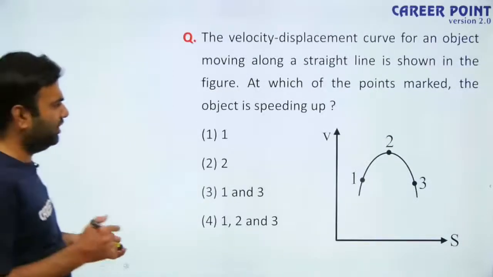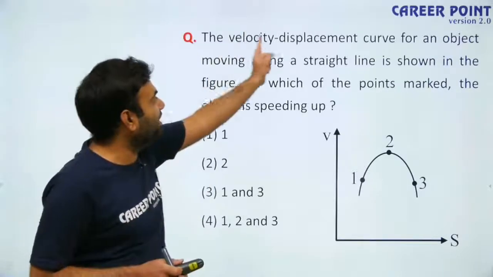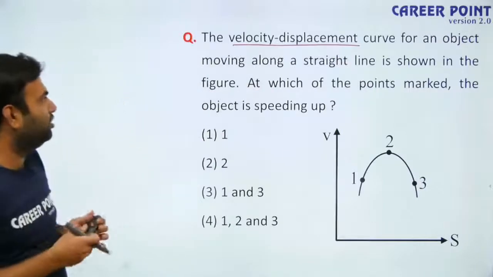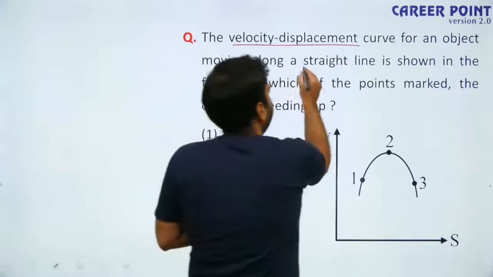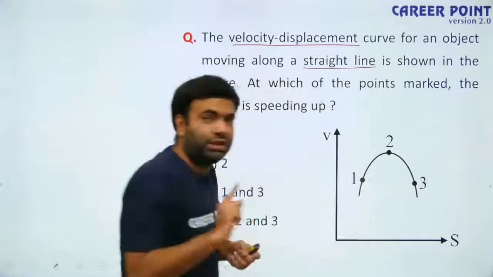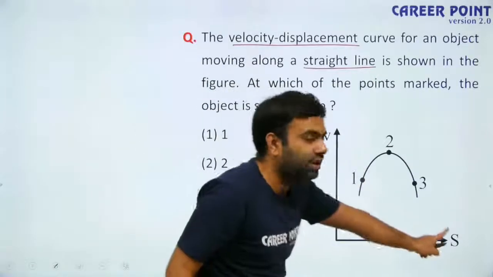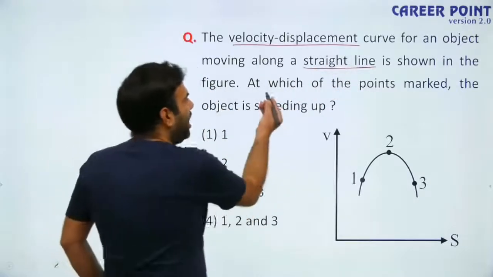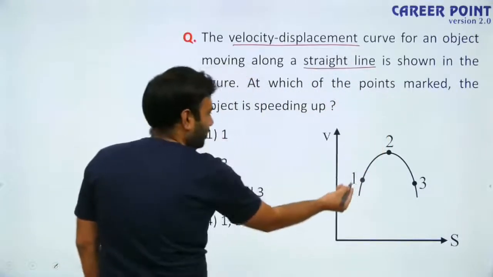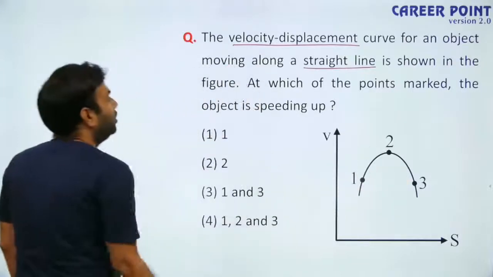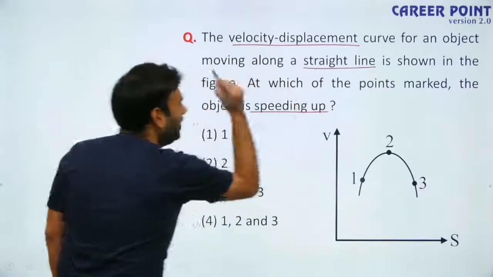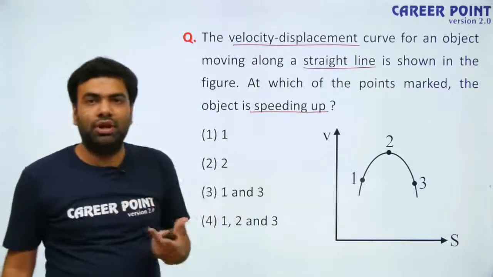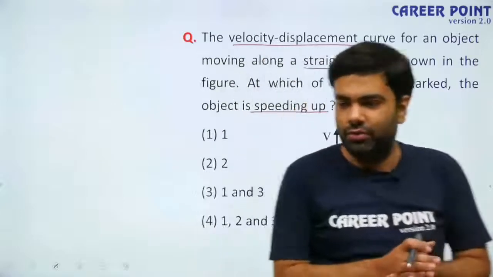Next question. Now this is a very good question. This is a velocity displacement curve for an object moving along a straight line. This curve is not showing the path of the particle. This is simply a velocity displacement graph. The path is a straight line. At which of the points marked 1, 2 and 3 is the object speeding up? You have to see that from the graph.